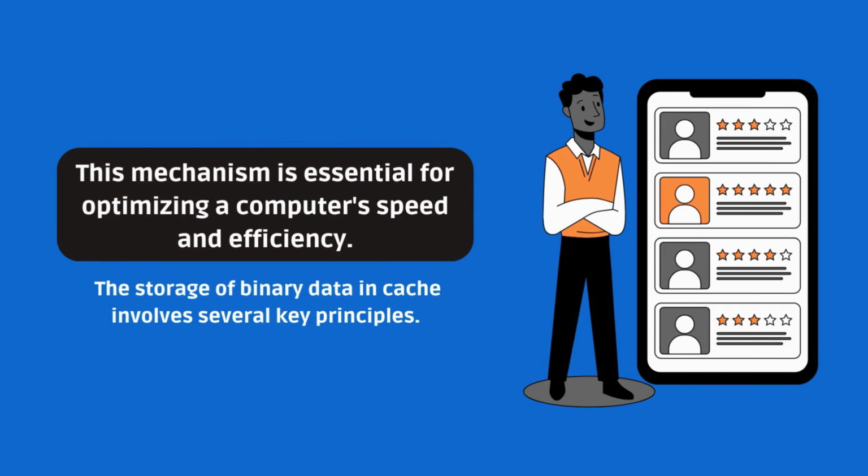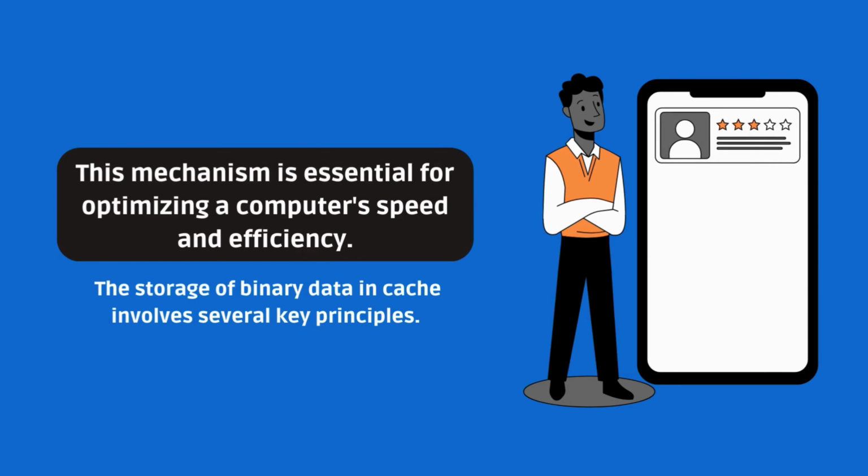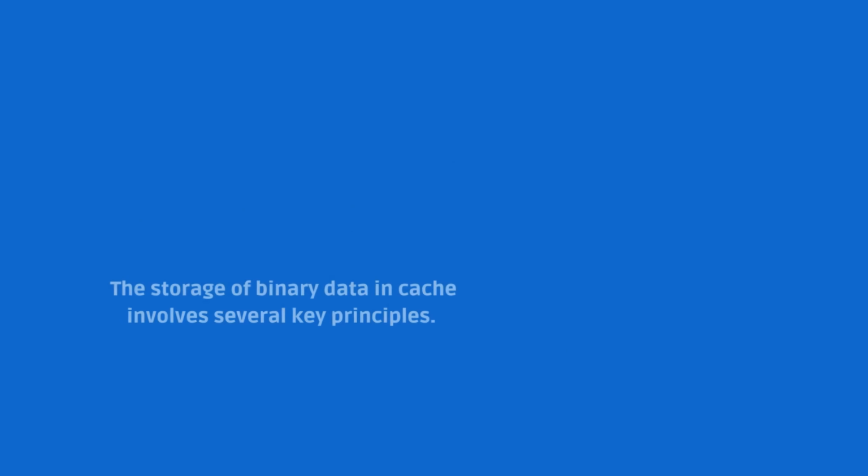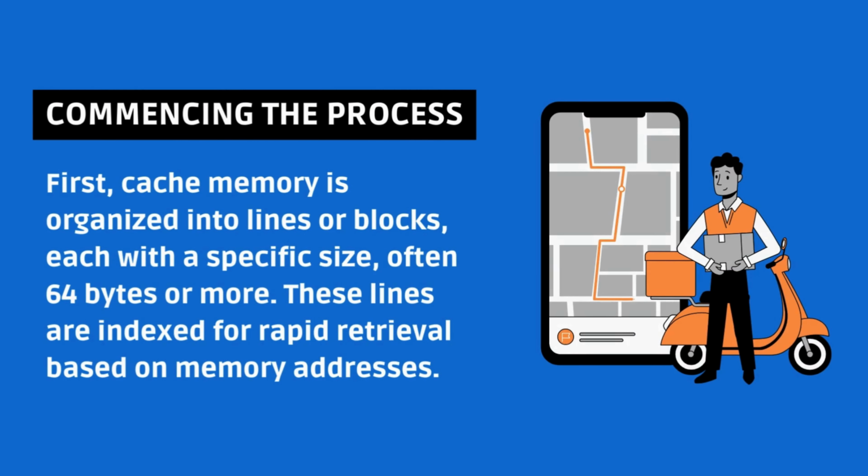The storage of binary data in cache involves several key principles. First, cache memory is organized into lines or blocks, each with a specific size, often 64 bytes or more. These lines are indexed for rapid retrieval based on memory addresses.